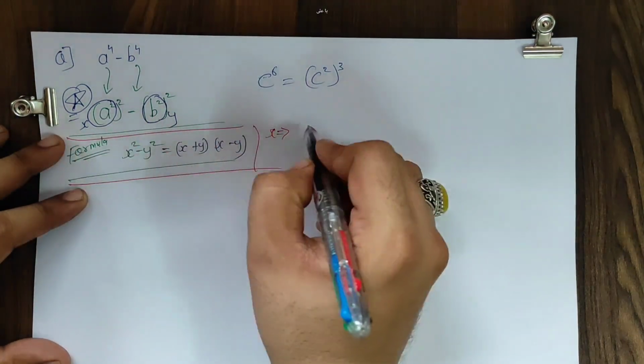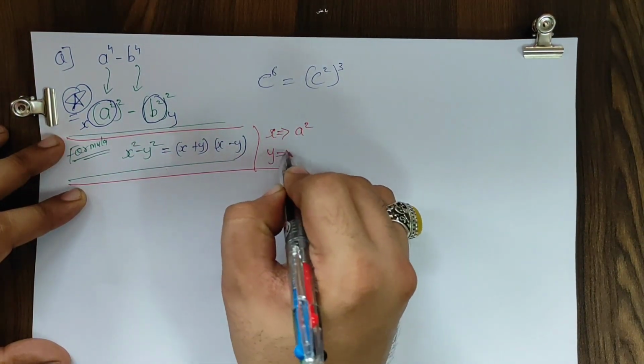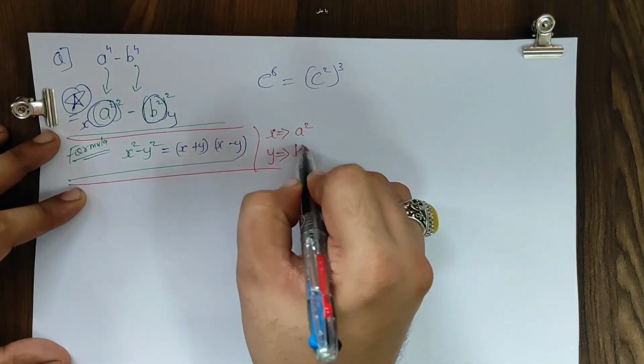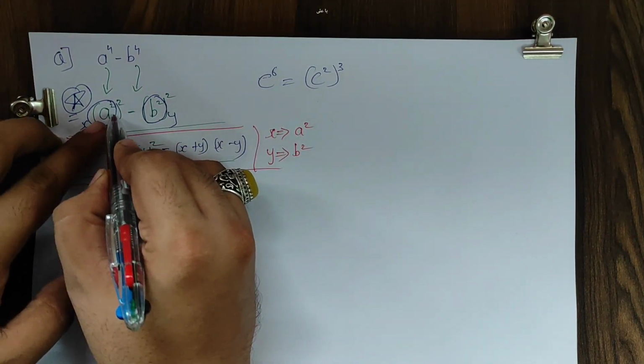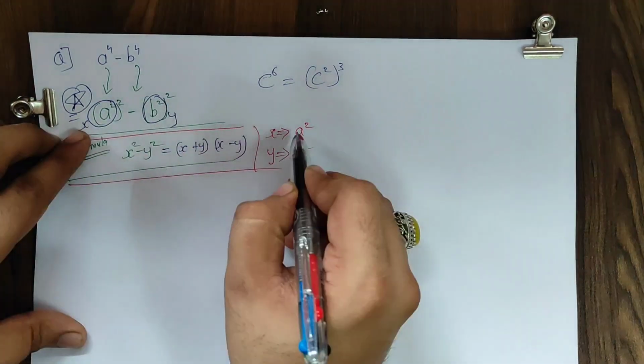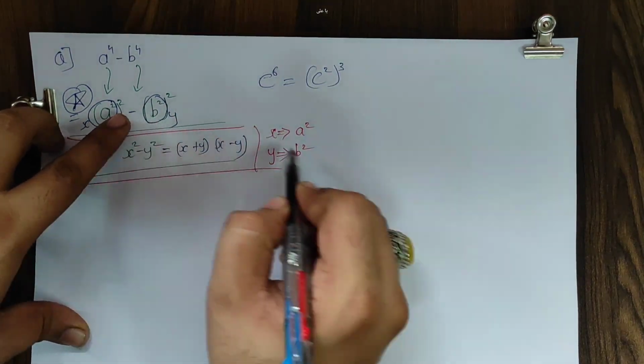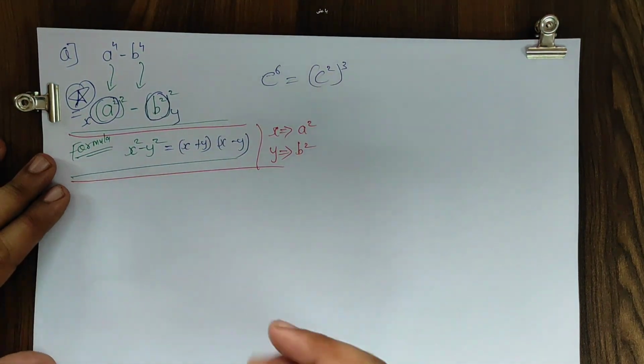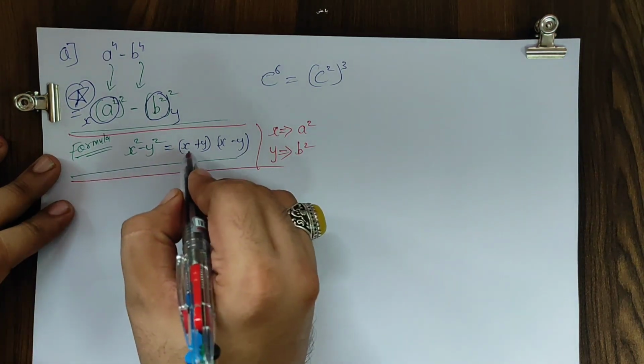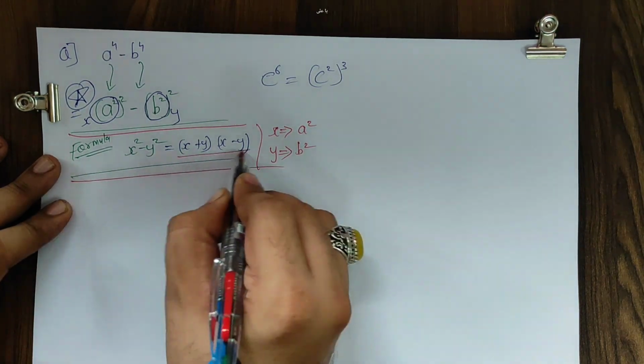यहाँ पे मेरा x है a square और मेरा y कौन है यहाँ पे? My y is b square. Your x is a square and your y is b square. Amazing. Okay, so what's the formula? x square minus y square, x plus y, x minus y.